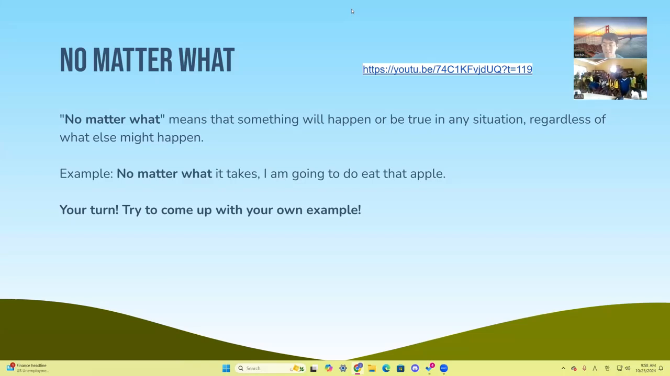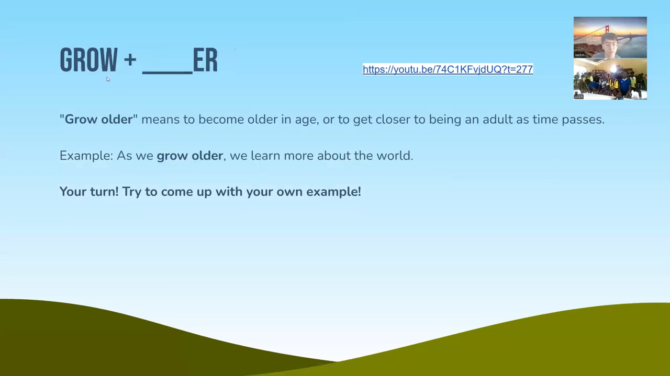So we can move on to the next phrase: grow something and ER. For example, it can mean grow older, but you can also take it to be grow longer and grow something else plus ER. Grow older means to become older in age or to get closer to being an adult as time passes. For example, as we grew older, we learned more about the world.